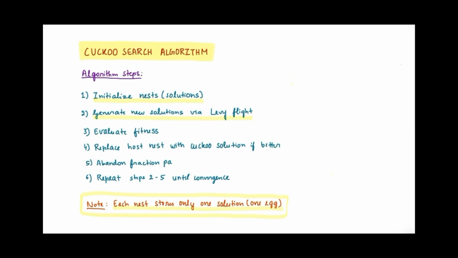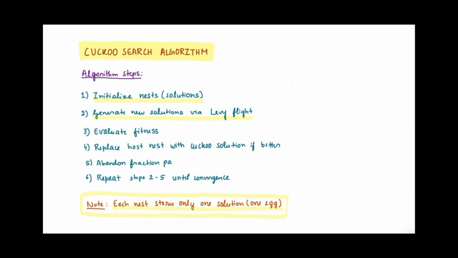So, in one iteration, if you have 5 cuckoos, 5 new solutions are generated. If you have 20 cuckoos, 20 updates happen. So, multiple updates happen in one iteration based on the number of cuckoos that we have, and it is not just one update that is happening in one iteration.